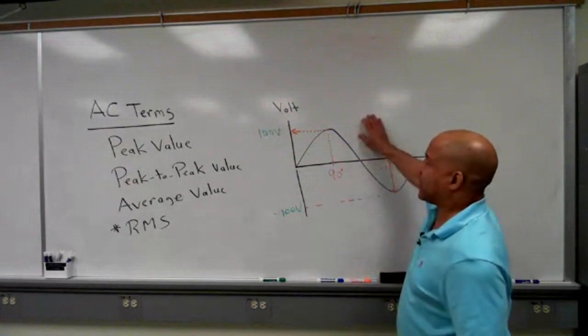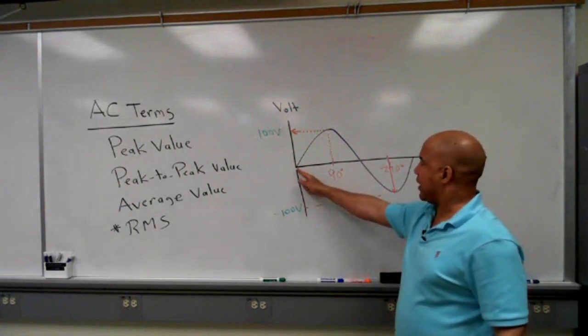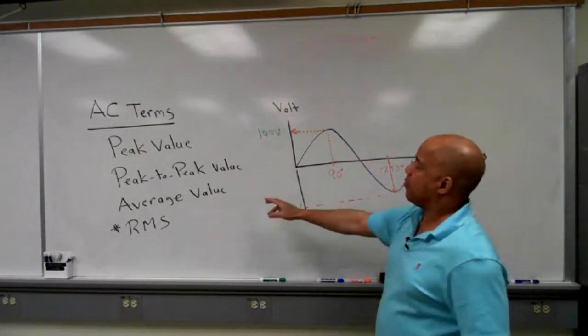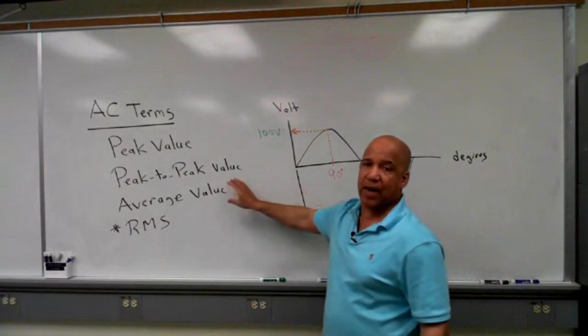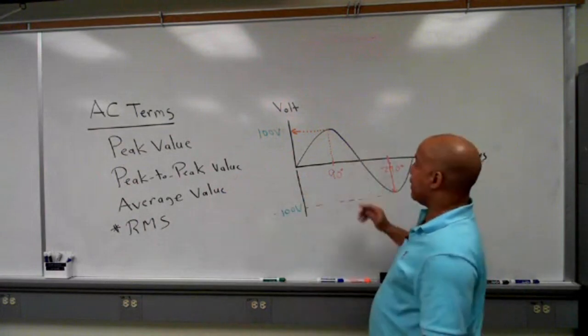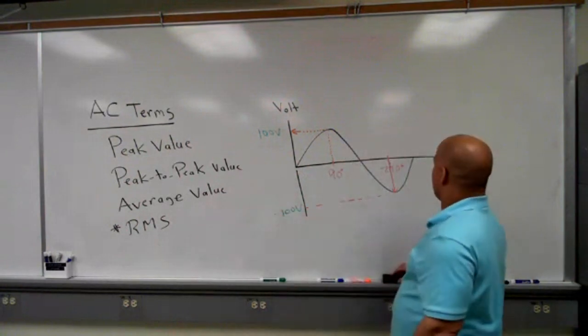So what I'm saying is the average of a sine wave is 0 if I go from 0 degrees all the way out to 360. So when we talk about the average value of the sine wave, we don't talk about the full cycle. We only talk about half of it. So this average is the half cycle average.